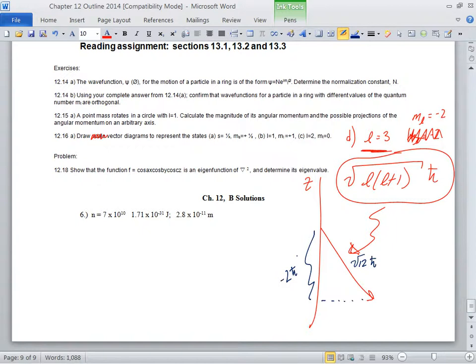So the angular momentum is in that orientation in space. It's just stuck there. Would you be okay with us leaving the angular momentum as square root of 12 h bar to actually solve it out? Oh, it's fine. That's fine. Here's a question for you.